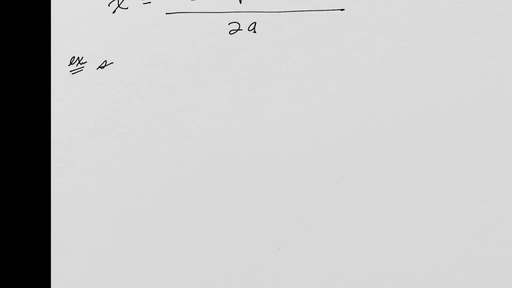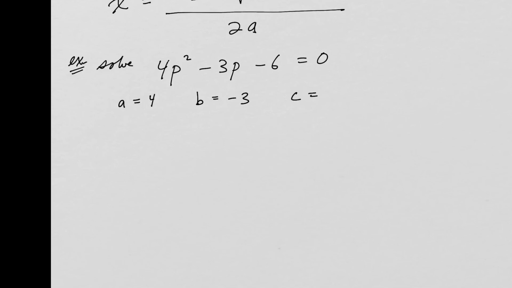Let's say I want to solve this quadratic equation. 4p squared minus 3p minus 6 is equal to 0. Okay. So first thing you should do is you should figure out what a, b, and c are, right? So in this case, a is the coefficient of the square term, so that's the 4, right? Our variable happens to be p in this case. b is the coefficient of the linear term, so in this case it's the coefficient of the p term, which is negative 3, and then c is the constant, which is negative 6.